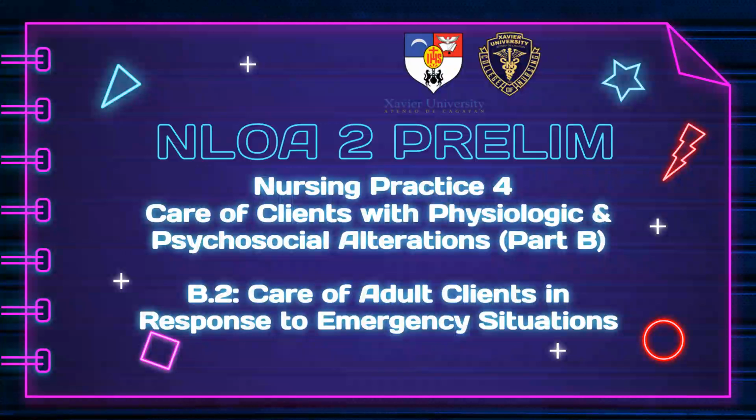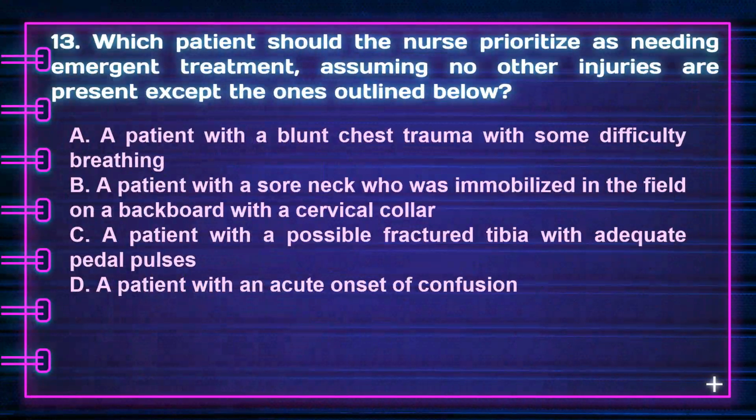Let's proceed now to the second part, which is about care of adults in response to emergency situations. Question 13. Which patient should the nurse prioritize as needing emergent treatment, assuming no other injuries are present except the ones outlined below? A. A patient with a blunt chest trauma with some difficulty breathing. B. A patient with a sore neck who was immobilized in the field on a backboard with a cervical collar. Letter C, a patient with a possible fractured tibia with adequate pedal pulses, or D, a patient with an acute onset of confusion. So in this case, we are talking about except the ones outlined below, except we're looking for a wrong answer.